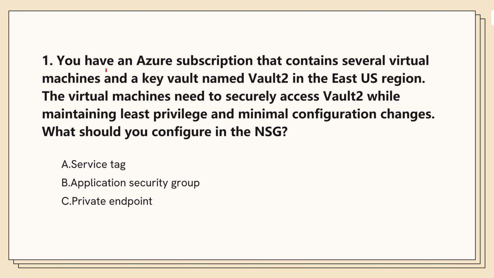Question 1. You have an Azure subscription that contains several virtual machines and a key vault named Vault 2 in the East US region. The virtual machines need to securely access Vault 2 while maintaining least privilege and minimal configuration changes. What should you configure in the NSG?